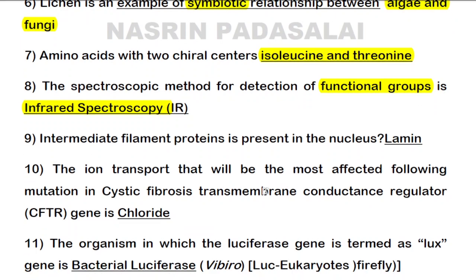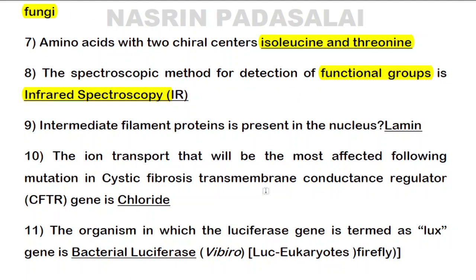Okay. 10th question is that the ion transport that will be most commonly affected in cystic fibrosis is due to mutation in cystic fibrosis transmembrane conductance regulator. Okay. So cystic fibrosis, the inheritance pattern is autosomal recessive. Okay. It is due to a disease mutation in the cystic fibrosis transmembrane conductance regulator. And if this particular gene is mutated, then there will be a defect in your chloride transport.